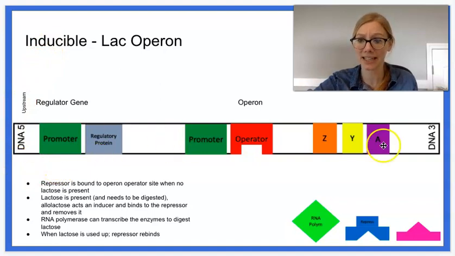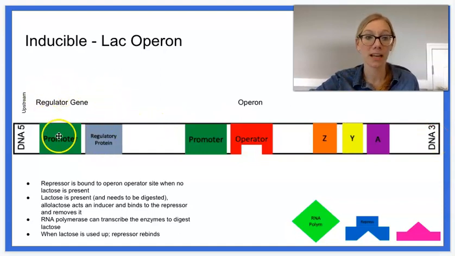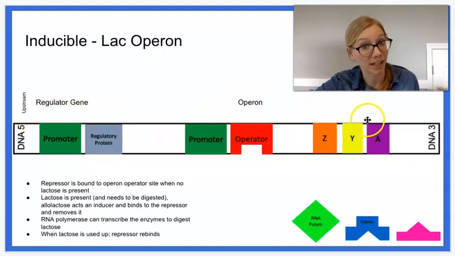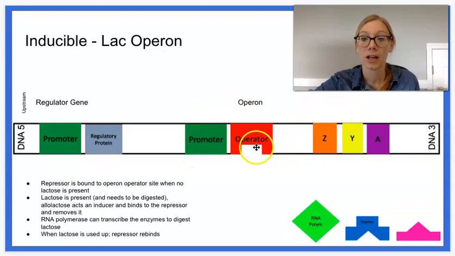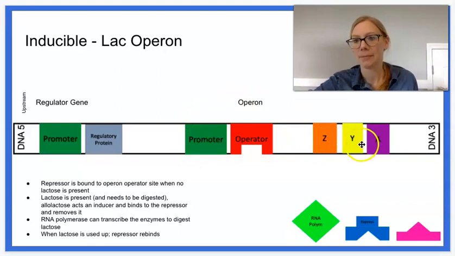Here is my DNA molecule. Okay, we say this is upstream. This is my 5' end. This is my 3' end of my DNA. And let's use some things that we know. Okay, we have our regulatory gene or our regulatory area, right? We have our promoter here, and we have a regulatory protein that's going to be coded for here. Notice it is upstream of my operon area where I have my promoter, my operator, and then my genes.